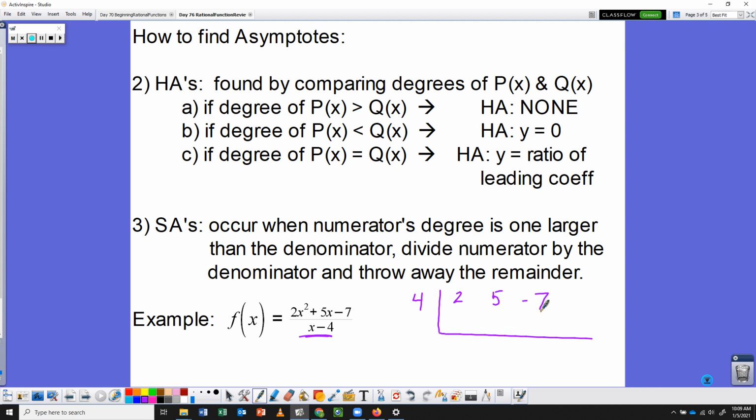So if I drop the 2 down, 2 times 4 is 8. Add this together, you're going to get 13. 13 times 4 is 52. Add that together with the -7, you're going to get 45. If there's a remainder, we simply just throw it away, and we make our equation for our slant asymptote out of setting y equal to our quotient part, which in this problem would be 2x plus 13.